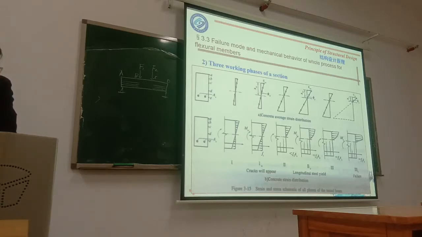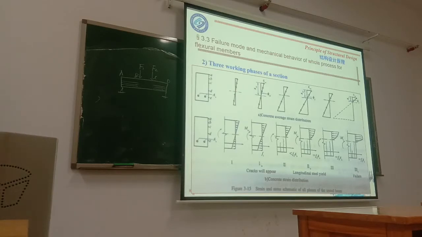So at this stage, because the steel or the reinforcement has reached the yield strength, the stress will nearly remain unchanged, but the strain will increase greatly. That means we need to keep this structure in balance, but this force does not increase now. We have to increase the arm of this force.